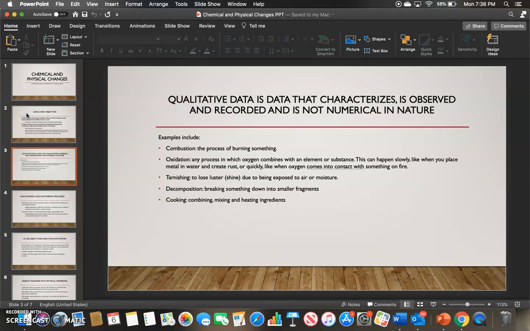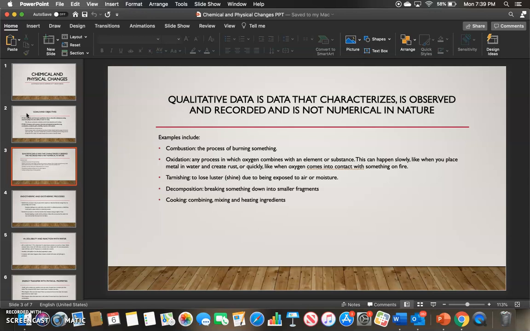Qualitative data is data that is characterized, it is observed and recorded, and not numerical in nature. Examples include combustion, which is the process of burning something, and oxidation, any process in which oxygen combines with an element or substance. This can happen slowly, like when you place metal in water and create rust, or quickly, like when oxygen comes into contact with something on fire.